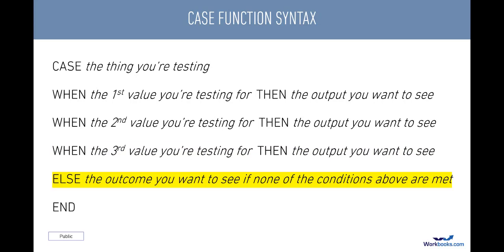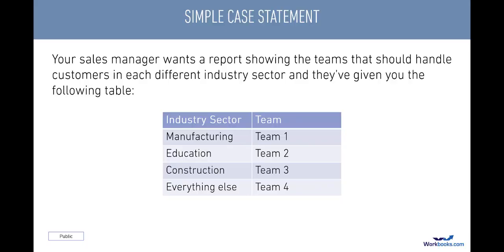But when you're done with testing things that you're explicitly looking for, you use the word else and instruct the formula what you want to see if none of the conditions you've already specified are met. So it's kind of a safety net, it catches the things that maybe you haven't thought of. And finally, to close off the formula, you use the word end.